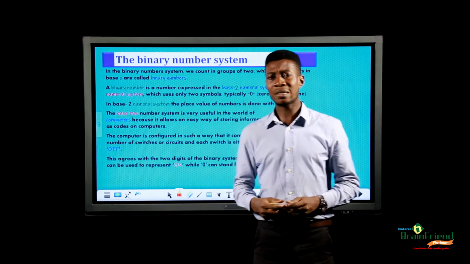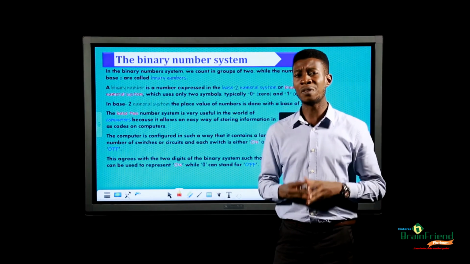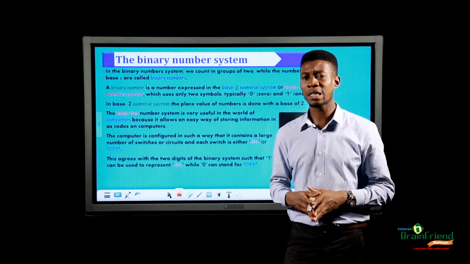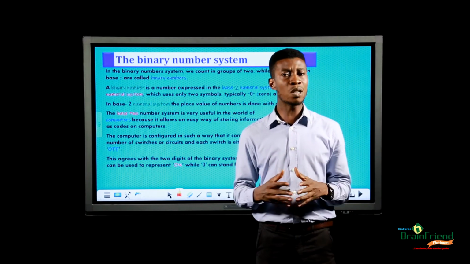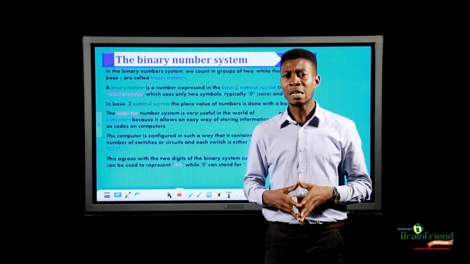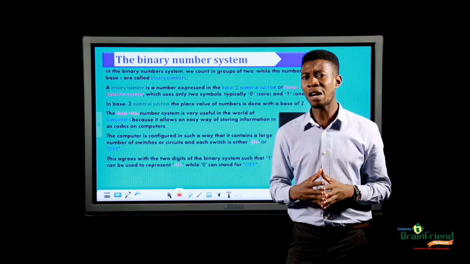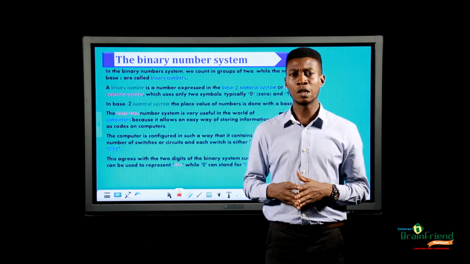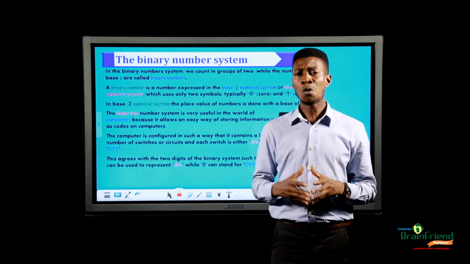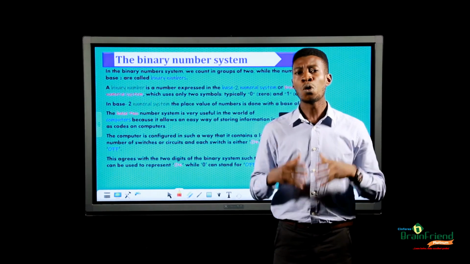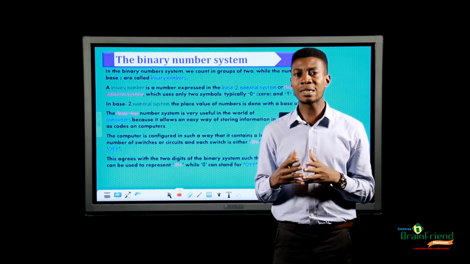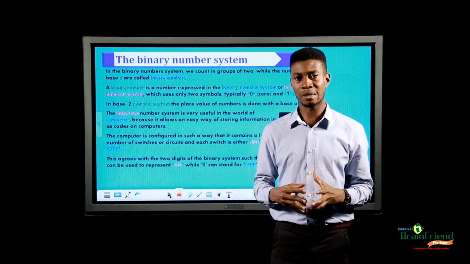This binary number system has been found to be very helpful in the world of computers because it provides an easy way of storing information. There are other applications of this binary number to the computer world. That is not our focus today. We are going to be looking at how we can work or calculate using this binary number system.